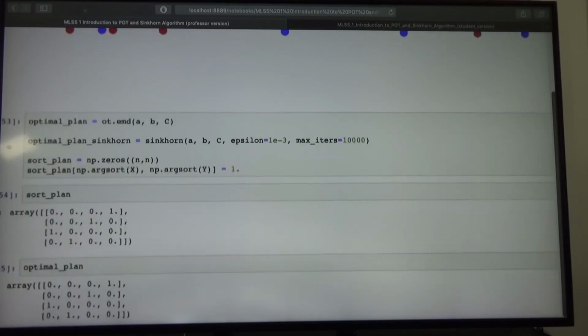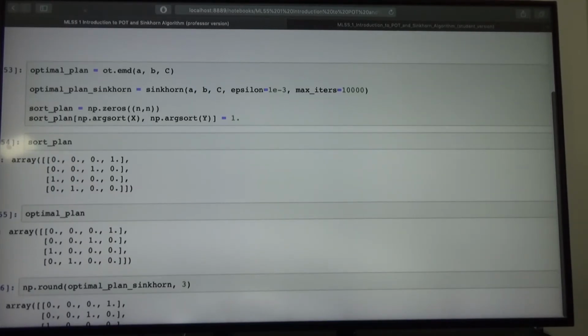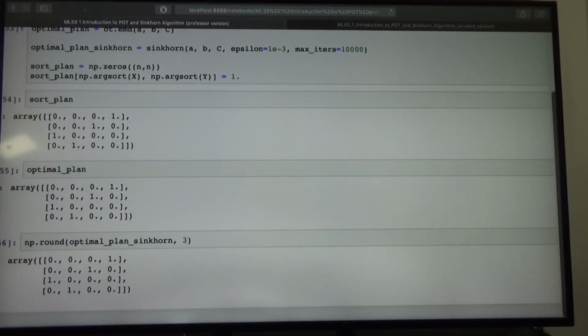Okay, so let's just do our sanity check. We can compute the optimal plan that we know is the solution to the exact LP. Then we can compute the optimal plan according to Sinkhorn. And we can compute the optimal plan given by theory, that is just a quicksort. Okay? And everything's fine. We find exactly the same thing 3 times. Here, for Sinkhorn, we get the same thing because we chose an epsilon that is very small and I rounded the solution, right? Otherwise, it would be 0.99 something.